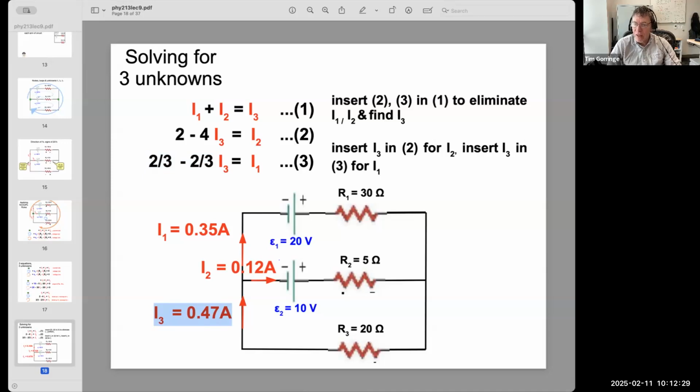Oh, there's a question. On the last slide, how did you get 2/3 minus 2/3 I3, not 2/3 minus 2 I3? Let me check that. Let's go back here.